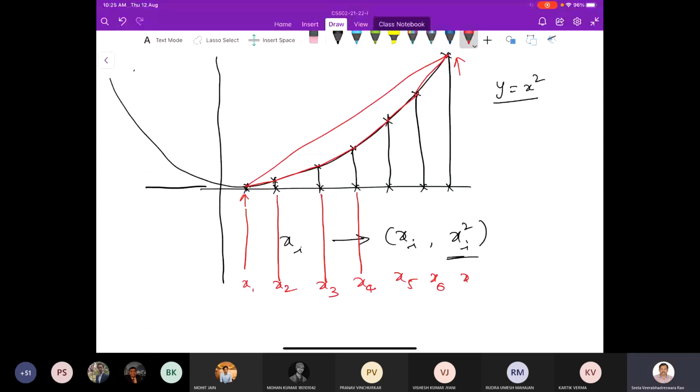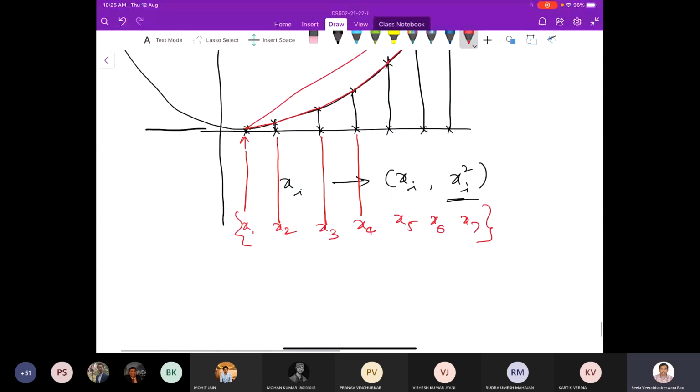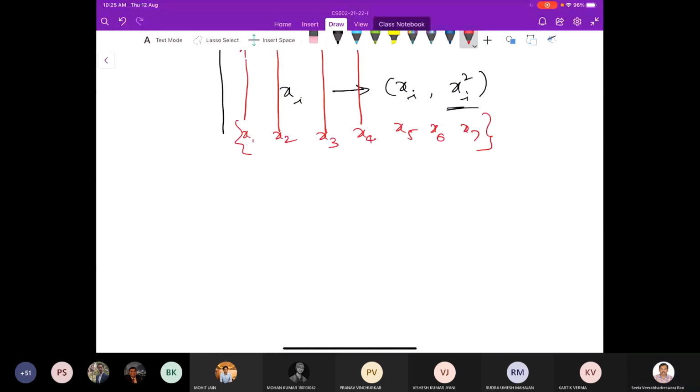And this is the sorted sequence of the original problem. We started with n numbers. Of course, these are not in sorted order. Then what we are doing, we are applying this transformation to get two-dimensional points. And we are computing the convex hull of the two-dimensional points.